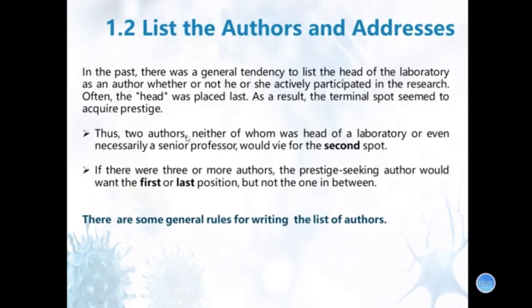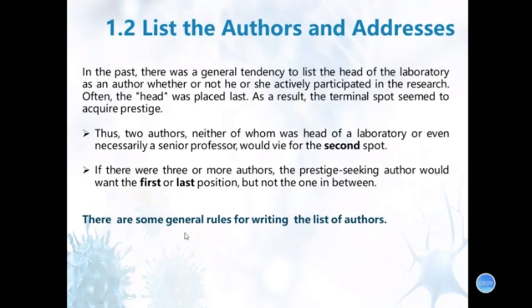Thus, two authors, neither of whom was head of a laboratory or even necessarily a senior professor, would vie for the second spot. If there were three or more authors, the prestige-seeking author would want the first or last position, but not the one in between. So the first or the last position is the crucial position.